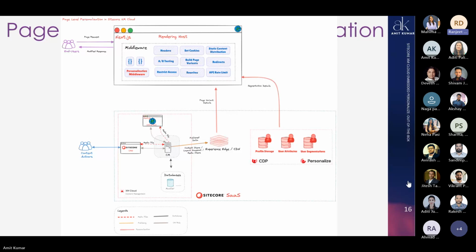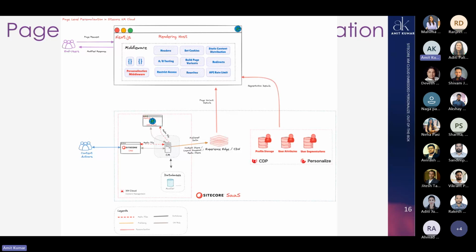Along with this, the page level personalization is a combined effort of all these components which I have just mentioned. The most important component here is the personalization middleware, but other components such as the rendering host and other things are also very important. So this is how it actually works.